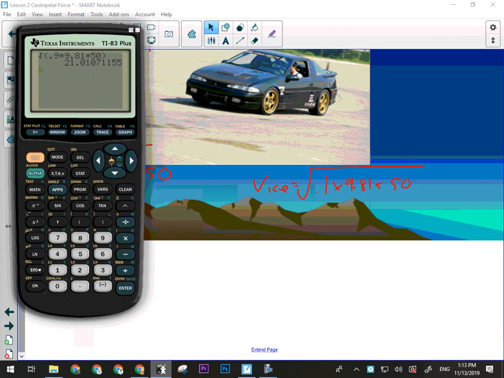For the icy corner, how much slower do you think we're going to go? We've got 1/9 the amount of friction. How much are we going to have to slow down? How much?